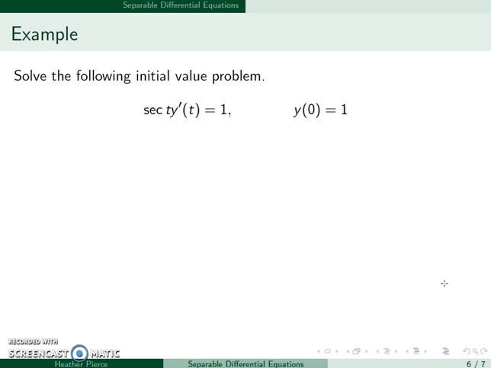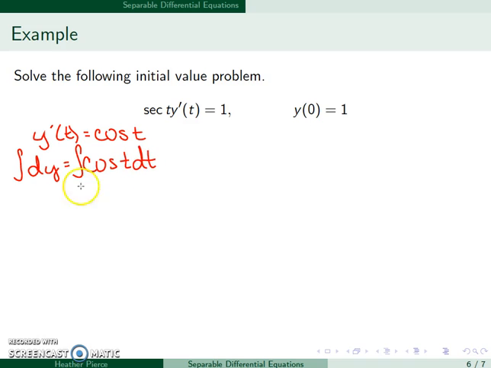Let's try solving an initial value problem. I'll first need to divide both sides by secant, and 1 over secant is cosine. We can then integrate. The y prime becomes a dy, and on the right we have cosine t dt. So I now have y equal to the integral of cosine, which is sine, plus c.